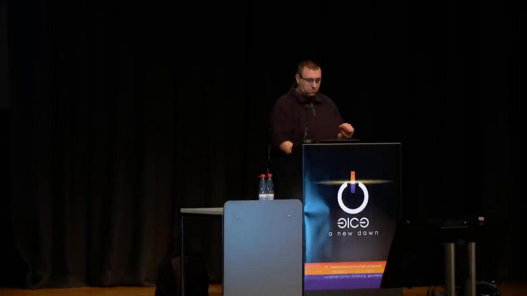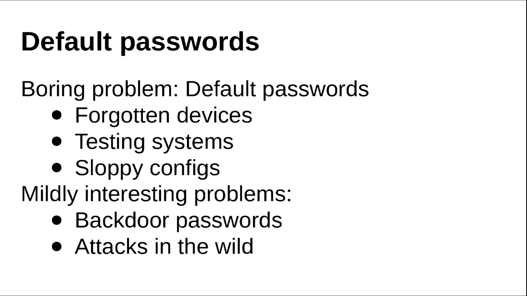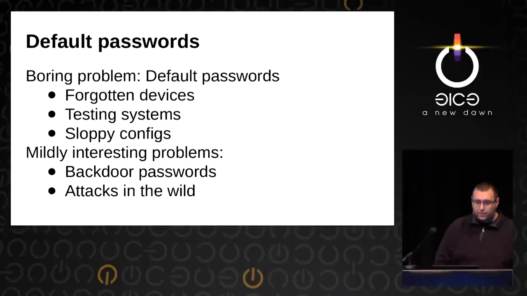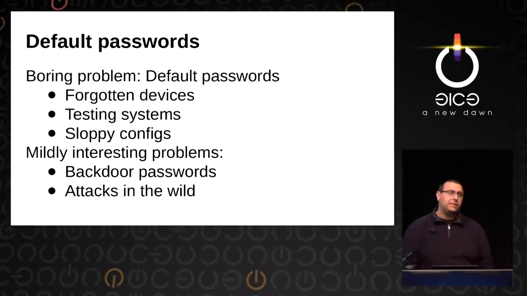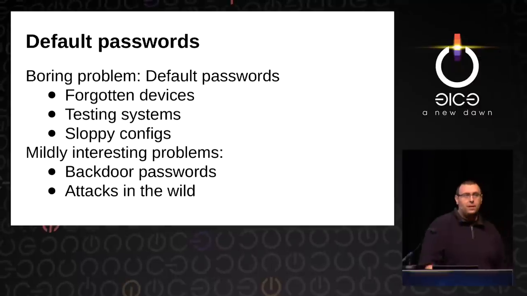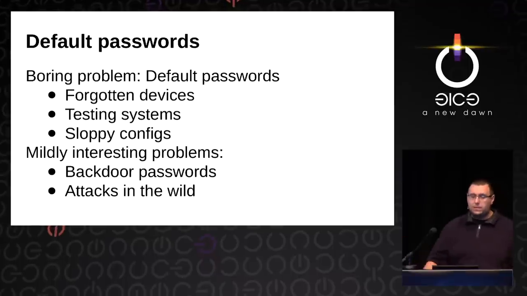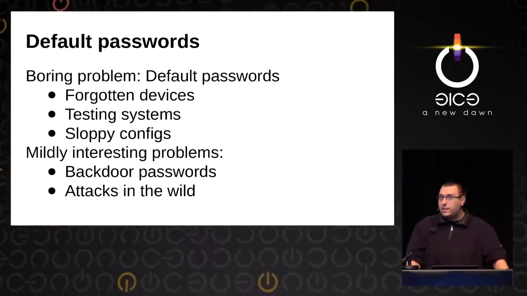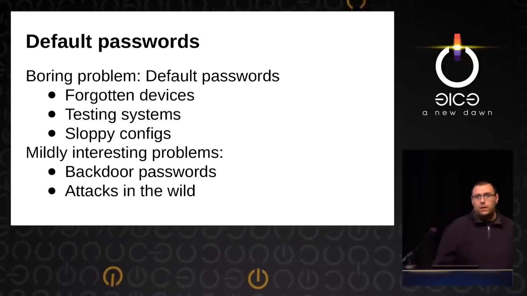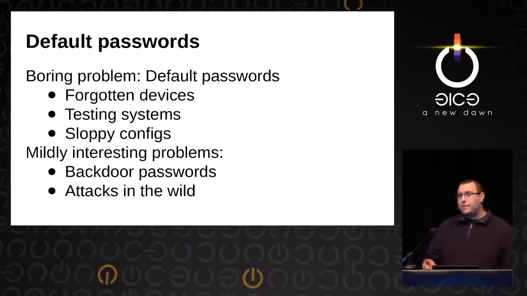So, the boring problem here is default passwords on devices. Each of you has a router at home, some other type of device. Usually they come pre-configured for a default password. That problem usually is manifested in production via some kind of a forgotten device in a situation where we need wireless right now, just leave a device and let's get it working. In testing systems, there's a database, there's one username and password combination for the database admin, another for the system admin, and the second one never gets changed, or with sloppy configurations. That's a boring problem. The mildly interesting problems are backdoored passwords and collection of data of attacks in the wild.